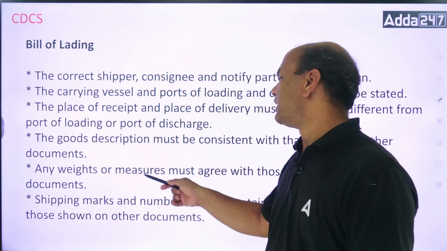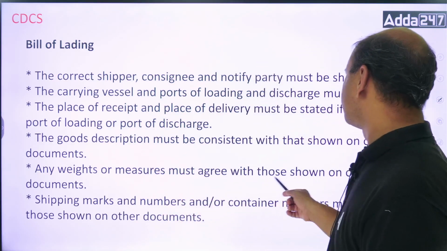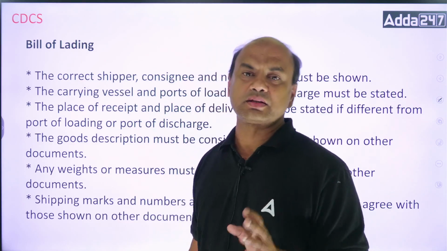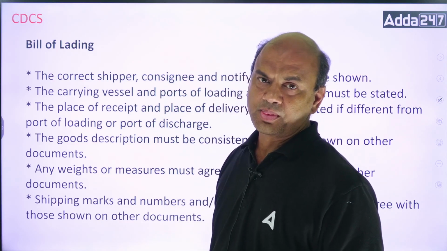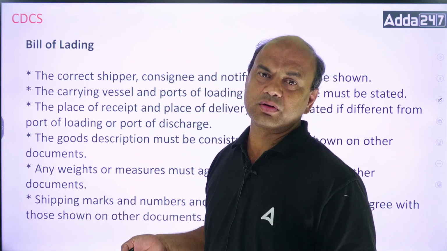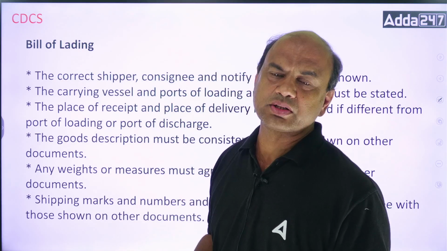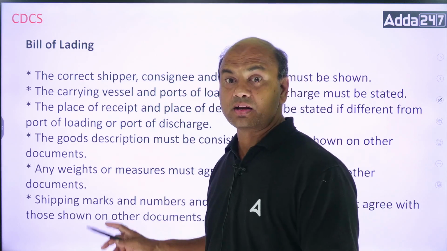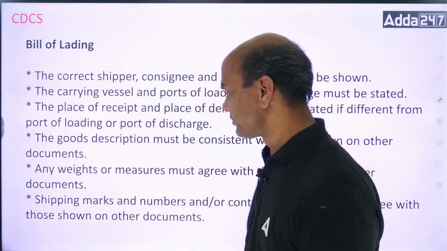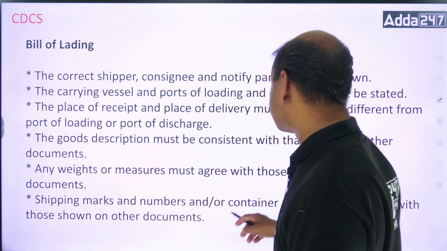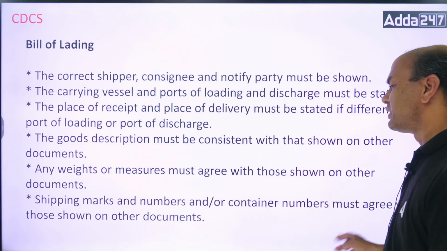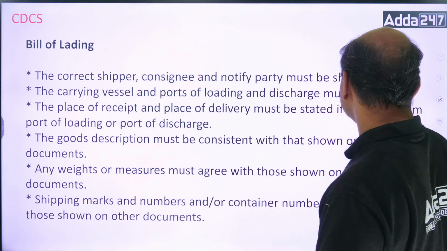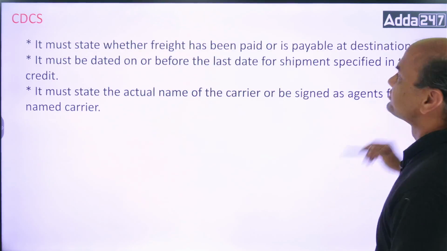Any weights or measures must agree with those shown on other documents. It shouldn't have internal inconsistencies. On the BL you are saying 20 tons, on the certificate of origin you are saying 19 tons, on the invoice you are saying 17 tons. Internal discrepancy should not be there. Shipping marks and numbers and/or container number must agree with those shown on other documents. Again, internal inconsistencies should never exist.